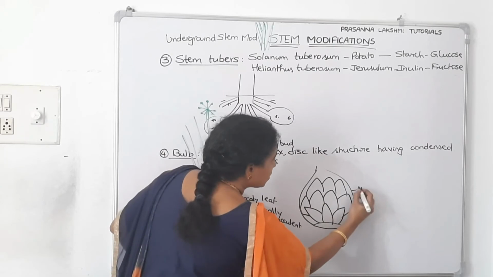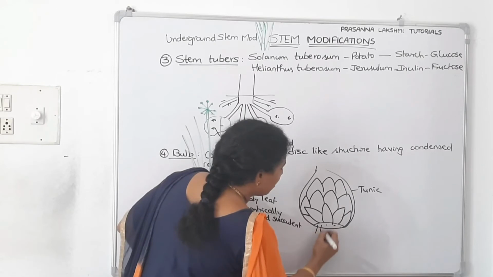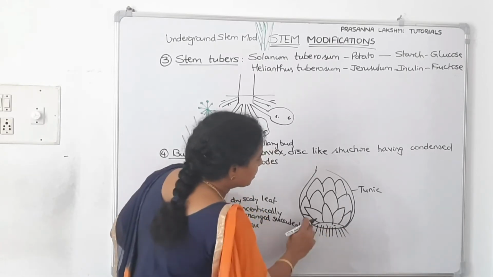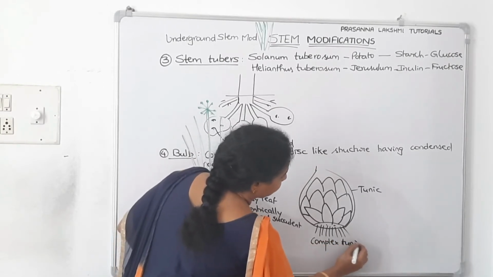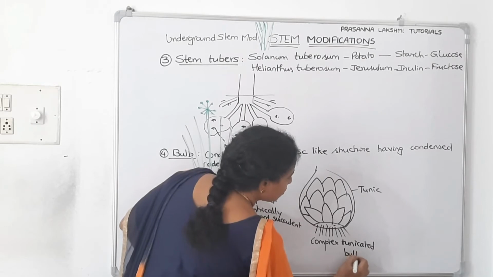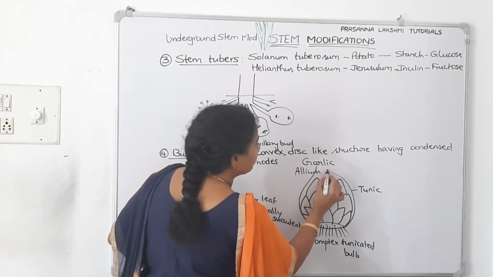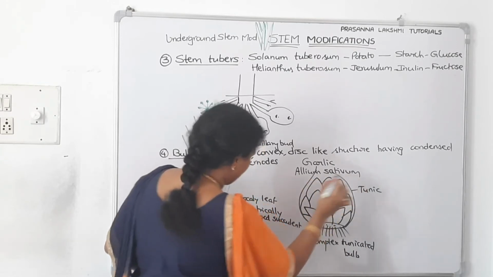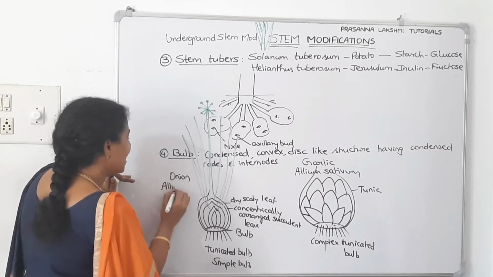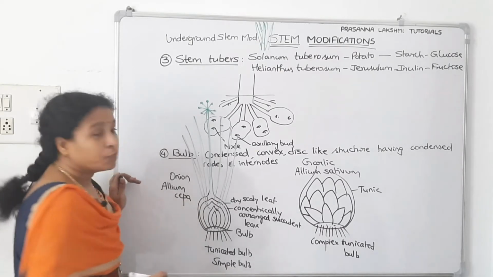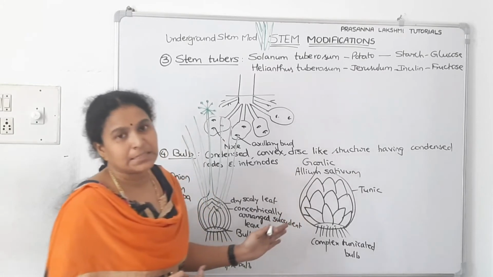This is the tunic, so it is called tunicated bulb, and this is the bulb from where adventitious roots and leaves will arise. But since each one is separate, it is called complex tunicated bulb. For complex tunicated bulb, garlic, which is also called Allium sativum, is an example. Here we wrote onion. For onion, Allium cepa is the scientific name. So for tunicated simple, onion is an example. For tunicated complex, garlic is an example.